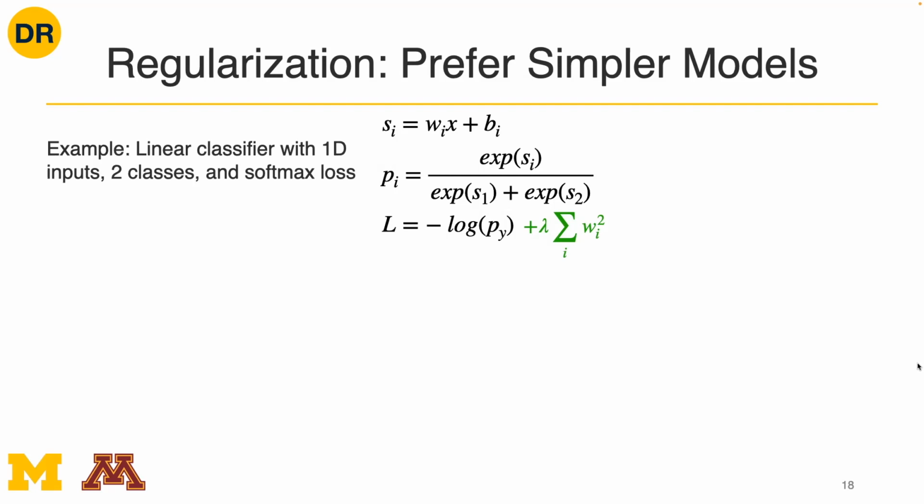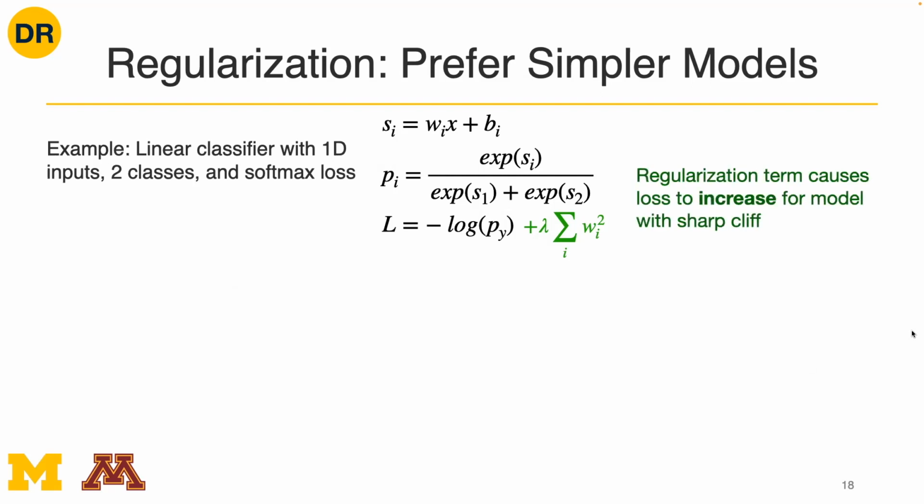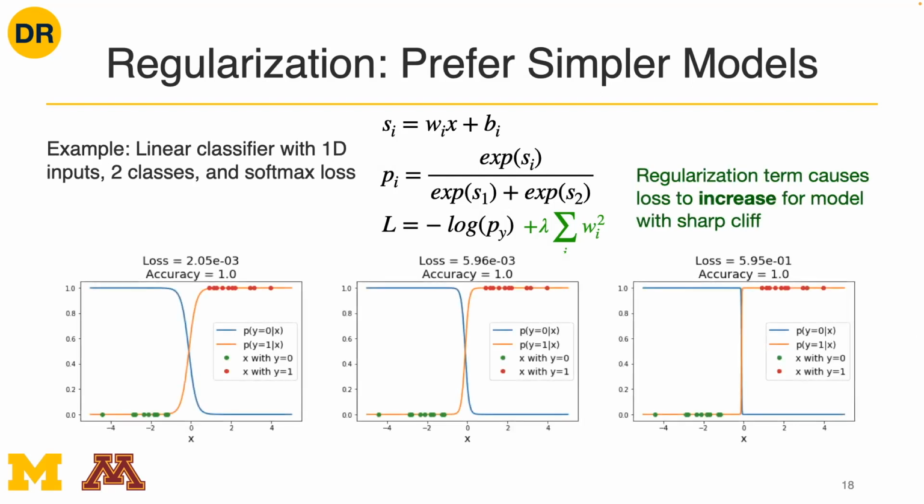So what that would look like is we have our softmax loss, which we had been considering, and what we've done is we've added the regularization term, right? So we've added this lambda and then a sum over all of the parameters w sub i in our W matrix, and then we're just squaring each of those individually within the summation. So this regularization term is going to cause the loss to increase for any of the models that have those really sharp cliffs.